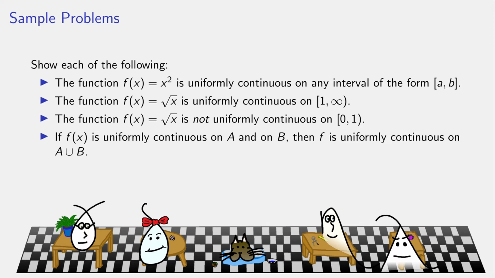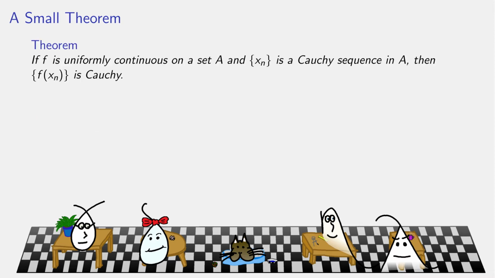Let's move on. Here's a small little theorem. If f is uniformly continuous on a set, and xn is a Cauchy sequence in that set, then f of xn is also Cauchy. Now remember that we've shown Cauchy sequences and converging sequences are the same thing. So the fact that this is phrased not about converging sequences, but rather about Cauchy sequences is really just there to suggest how it's going to be proved.